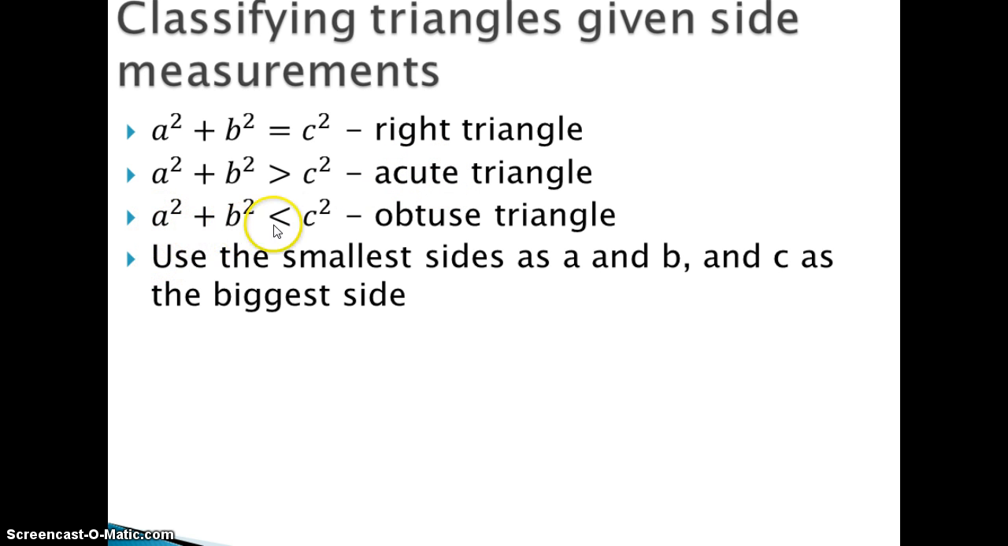Similarly, if a squared plus b squared is less than c squared, that means that c is bigger than we expected it to be. It has stretched out that right angle so that it's bigger than 90 degrees. An angle bigger than 90 degrees is obtuse. So use the smaller sides a and b, and the biggest side is c. Now again, we don't know for sure it's a right triangle until we go through and find out.